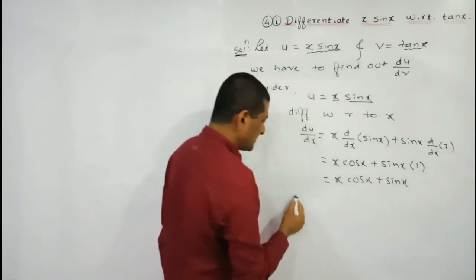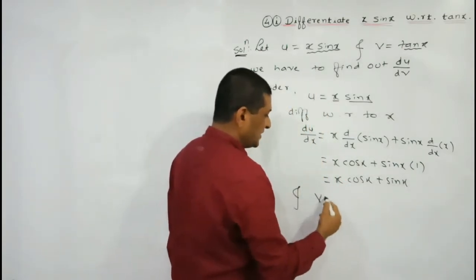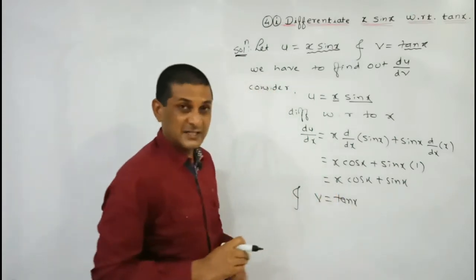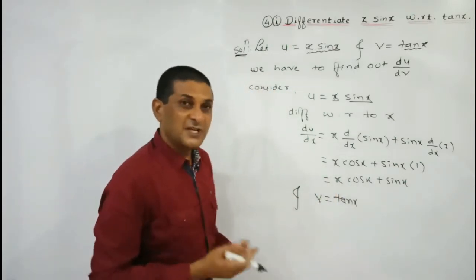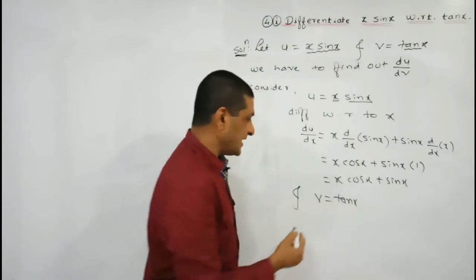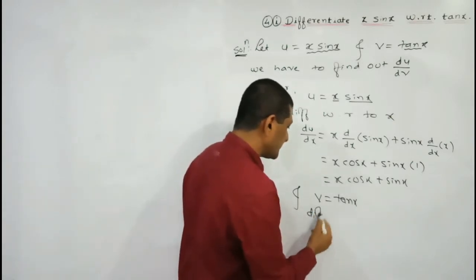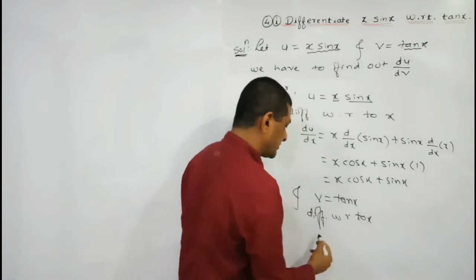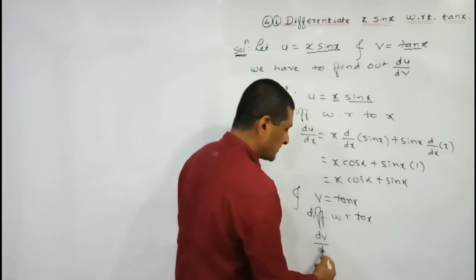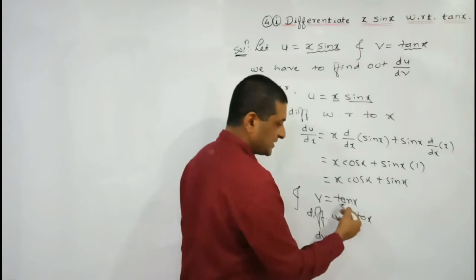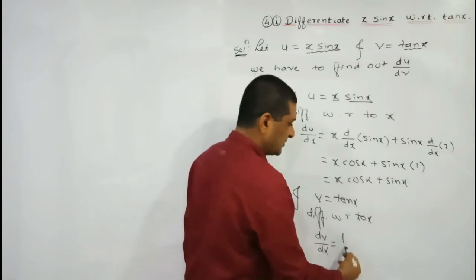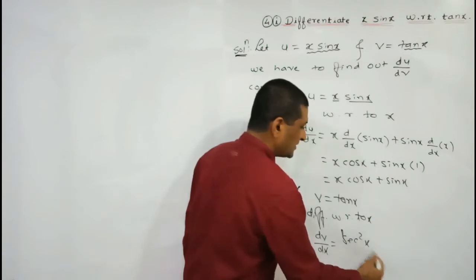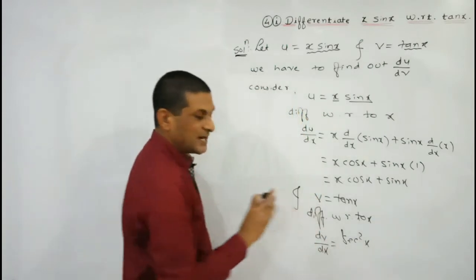Now we are considering v. v is equal to tan x. We have to differentiate v also with respect to the parameter x. So differentiate it with respect to x. The derivative of v with respect to x is denoted by dv by dx, and we know that the derivative of tan x will be equal to sec square x. In this way we have got the differentiation of u and also of v.